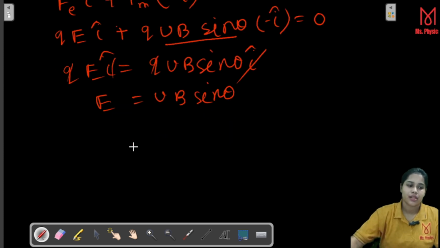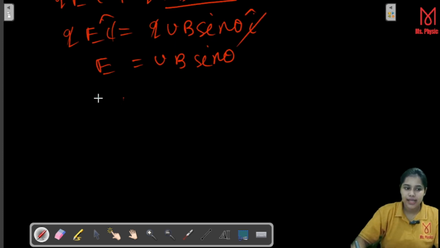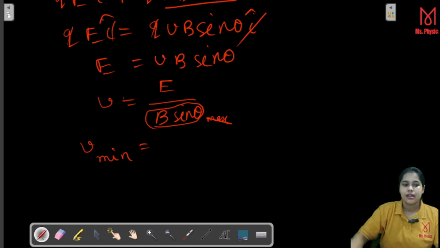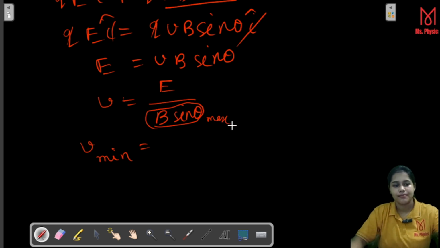Clear? Then we are asked to find out the value of V. V is equal to E divided by B sin theta. Now to get V minimum, the denominator should be maximum. It needs to be maximum.